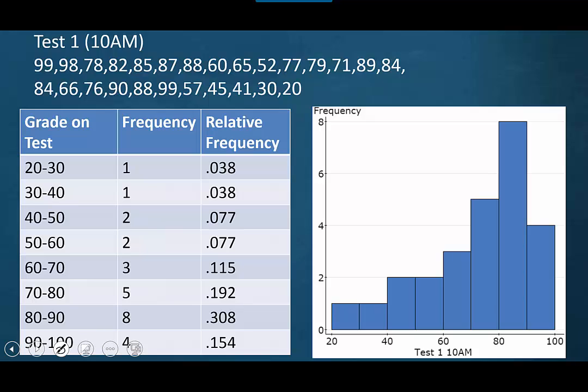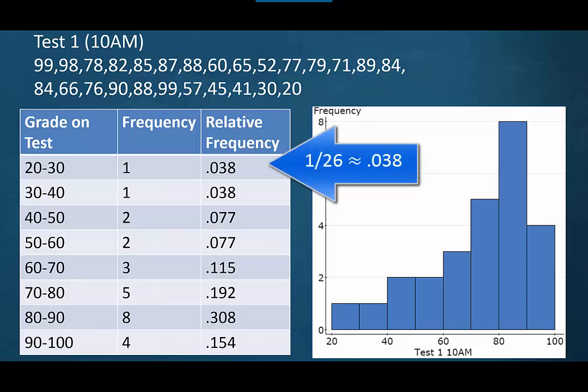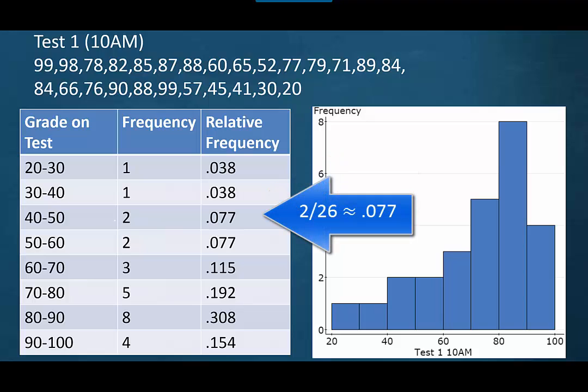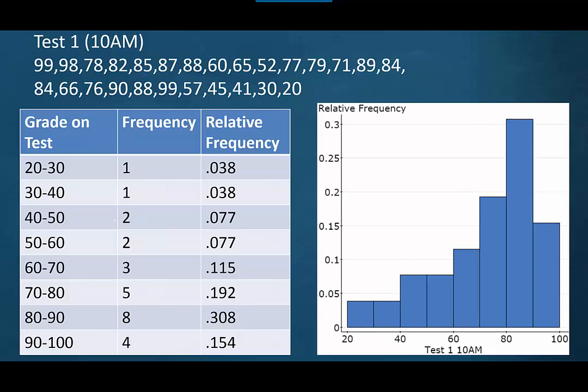So how do I compute this relative frequency? I'm going to take 1 divided by 26. Similar for the next one, 1 divided by 26, and you'll get 0.038. And then 40 to 50, it's 2 divided by 26, and so on. And so here was our frequency histogram. Let's go ahead and convert this to a relative frequency histogram, and notice what we get. It looks the same, doesn't it? Only one thing changed on this.